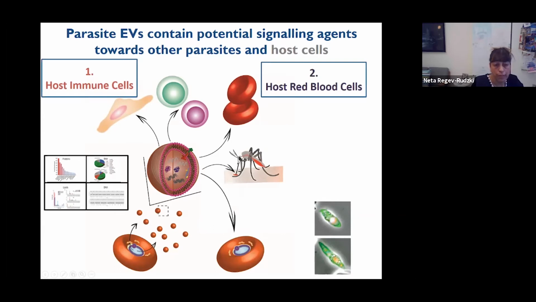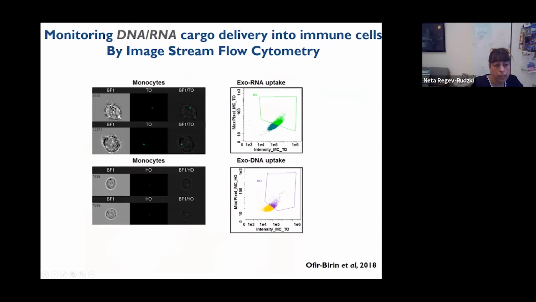So we developed several EV methods, including one based on image stream flow cytometry. Using this method, you can monitor the uptake of the vesicles into different target cells. The advantage of image stream flow cytometry is that it can really give you robust data, as you can screen more than 50,000 cells at once.